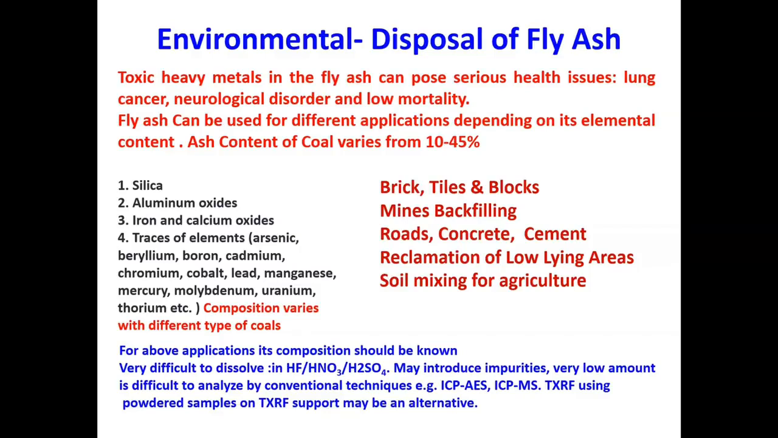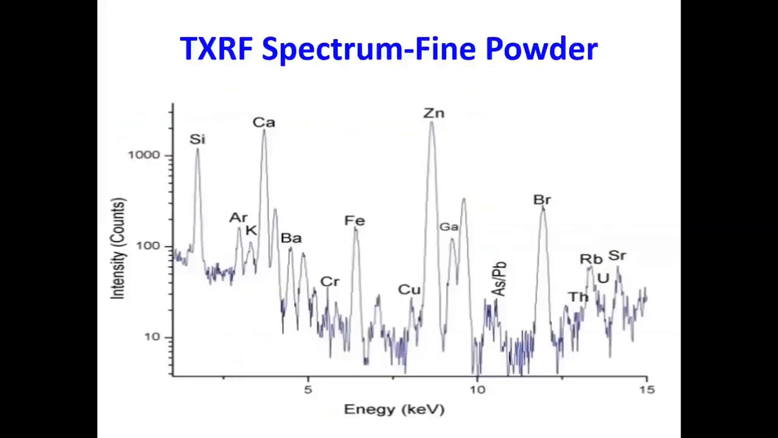And some elements are present in such low amounts that, suppose you want to analyze by ICP-MS, there is already so much blank in the sample analyzer that you cannot analyze because of the memory effect. So we had one problem, where some fly ash samples came from an aluminium plant and we had to analyze them. We made the fly ash into a very fine powder by grinding, applied some powder on the TXRF sample support, recorded its spectra, and we could find this type of spectra.